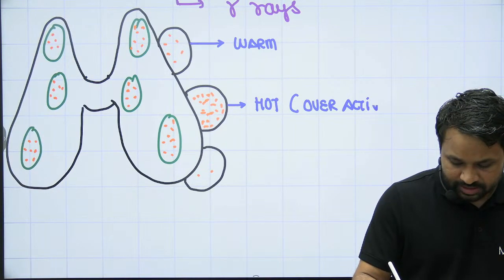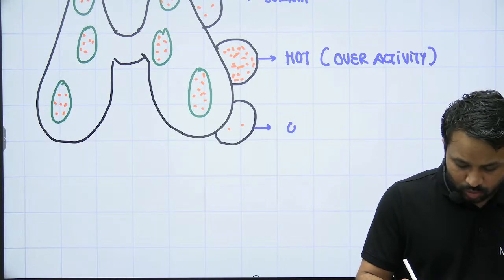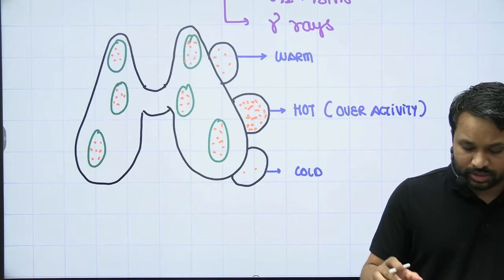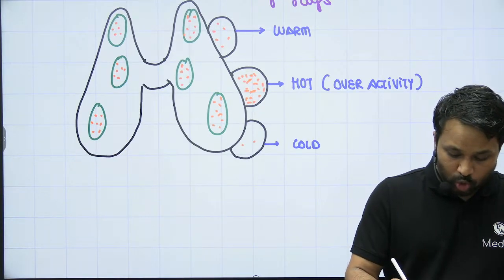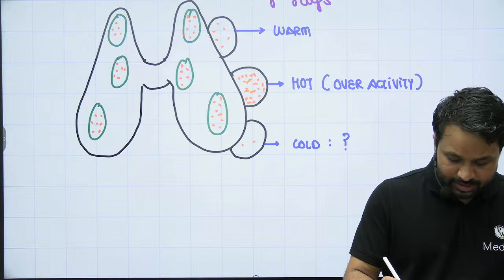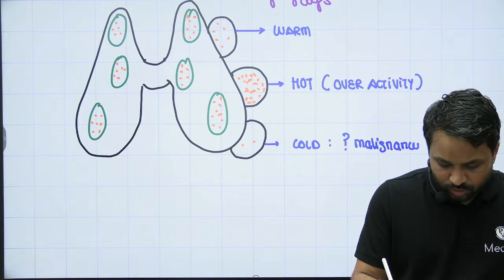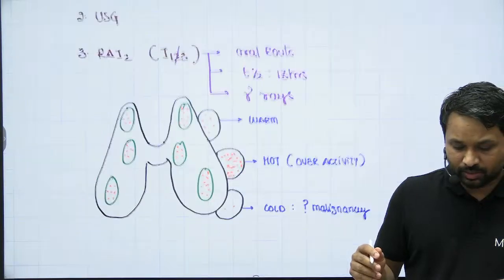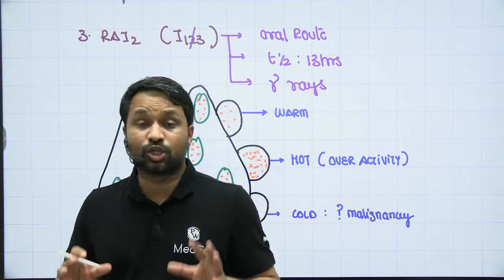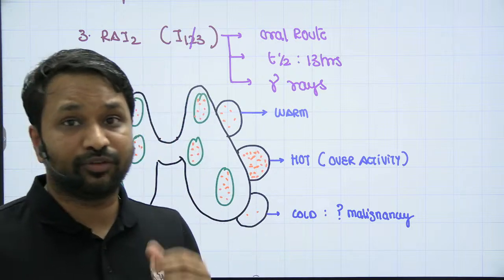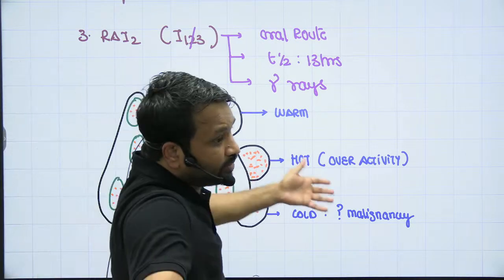Now, this is what we call the cold nodules. Cold nodules have lesser activity when compared to the surrounding. Remember, a cold nodule, if present, is suspicious of malignancy. So my objective is to look at whether a particular thyroid scan has a cold nodule or not. Okay. Now, if it has a cold nodule, I should be extremely careful, because a cold nodule suggests that it could be a malignant lesion.